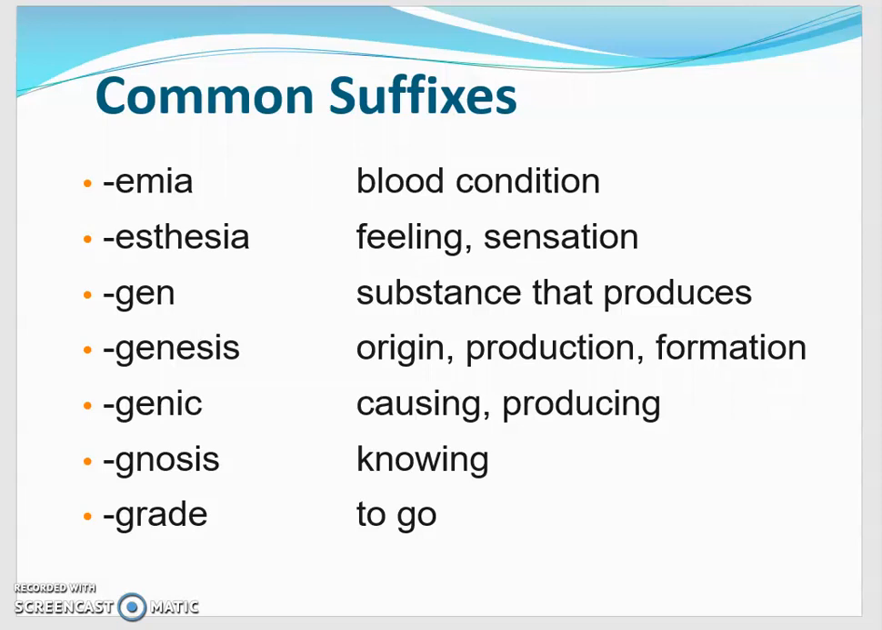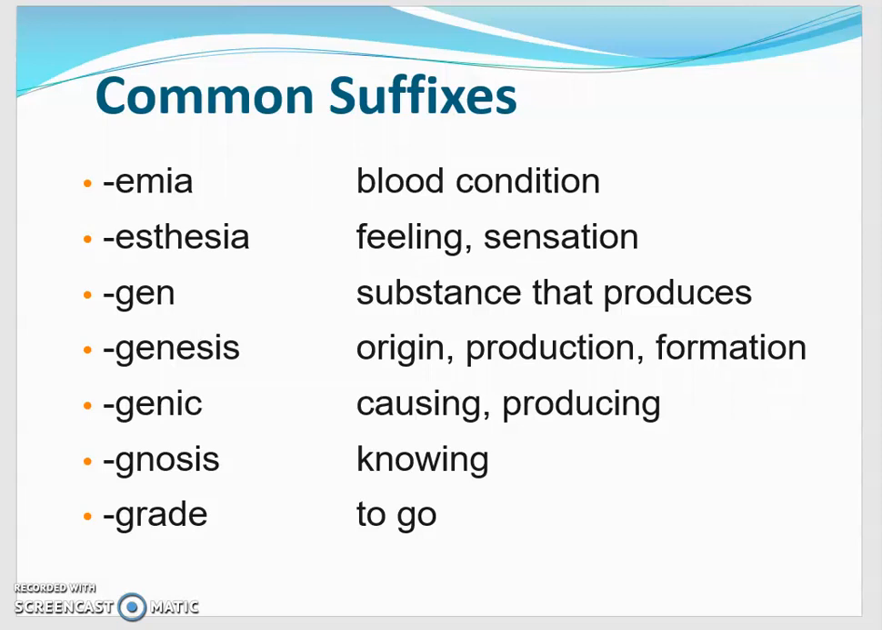I'm going to go to Genesis first. It means origin, production, formation. For any of you who've studied the Bible, you know Genesis is the first book. It is the origin of the Bible, if you will. Now, off of that, we have 2 words that are related. We have gen, which is a substance that produces. And if we take gen and just for the heck of it, put ick on the end of it, which we know is a pertaining to, it does not make it a pertaining to suffix.